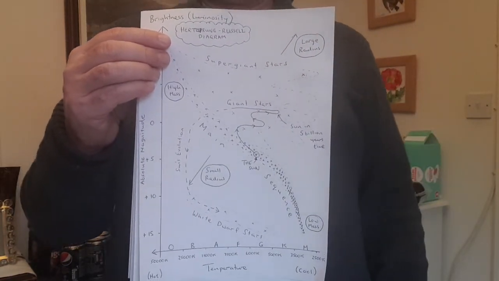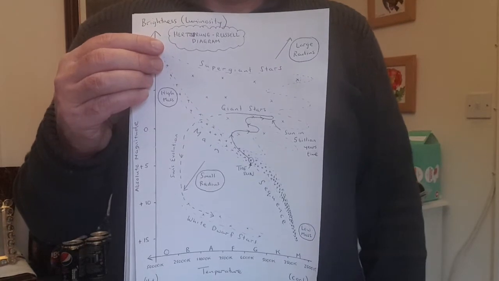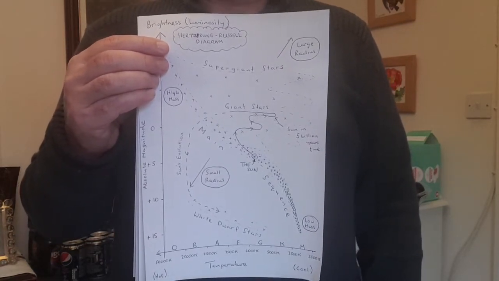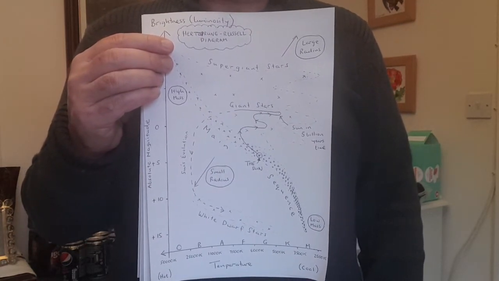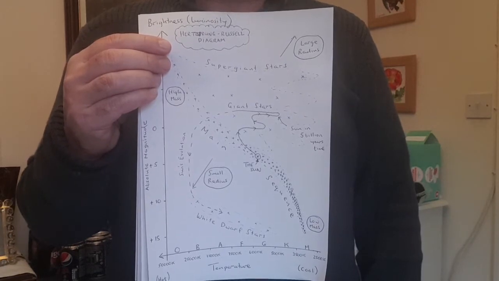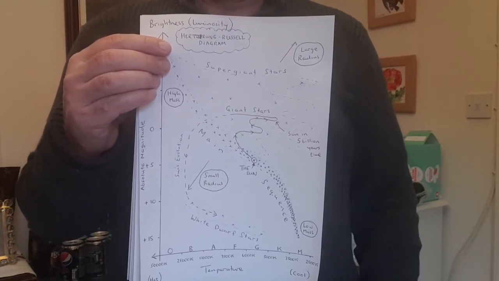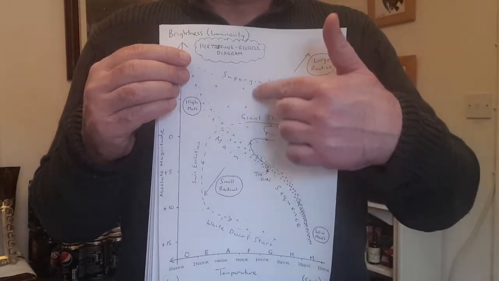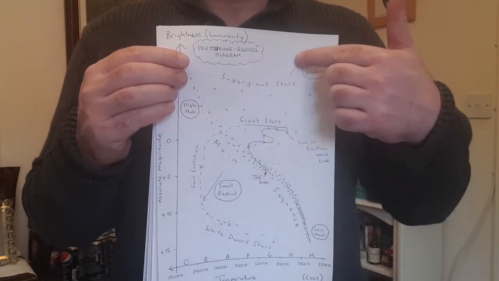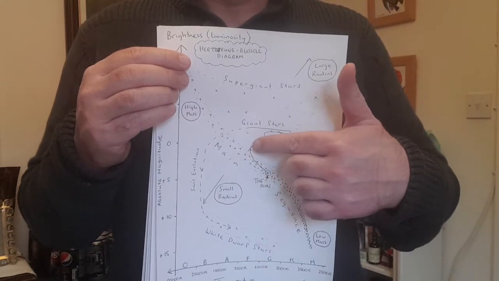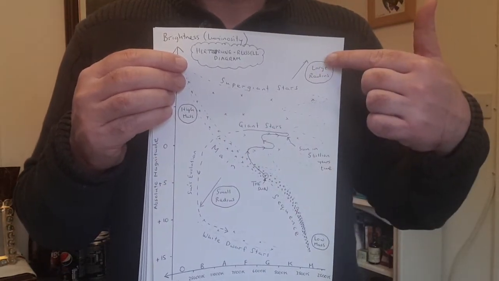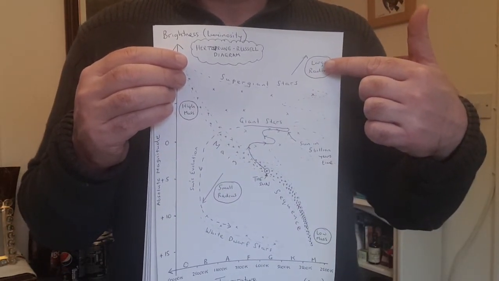Now, anything that's cooler and more luminous, if you think about the black body radiation laws, to have more luminosity but not be as hot, you must have a much greater surface area. So these stars are all huge. They're bigger, much bigger than main sequence stars. And in fact, the further you are in that direction, the bigger the stars get.